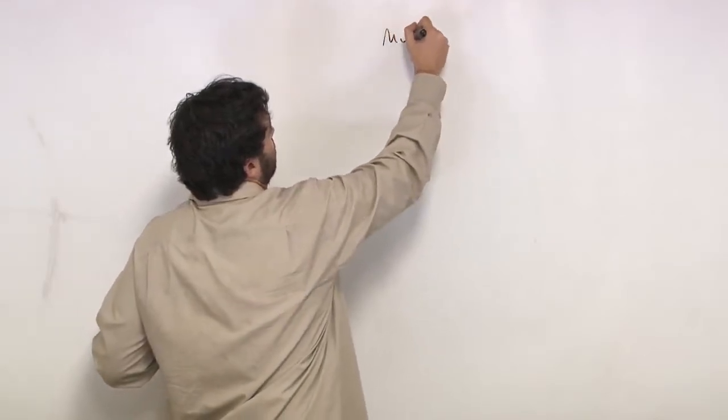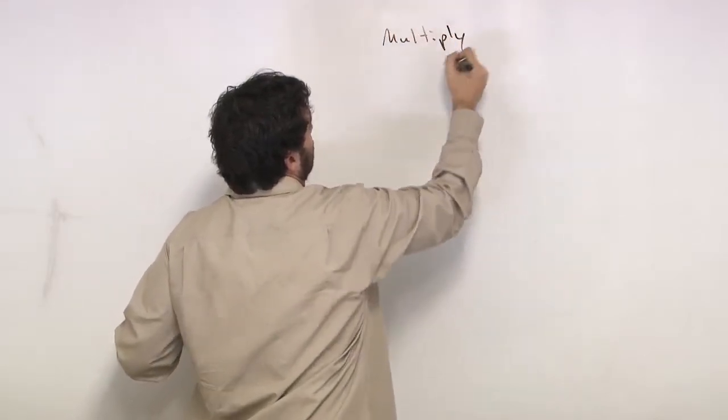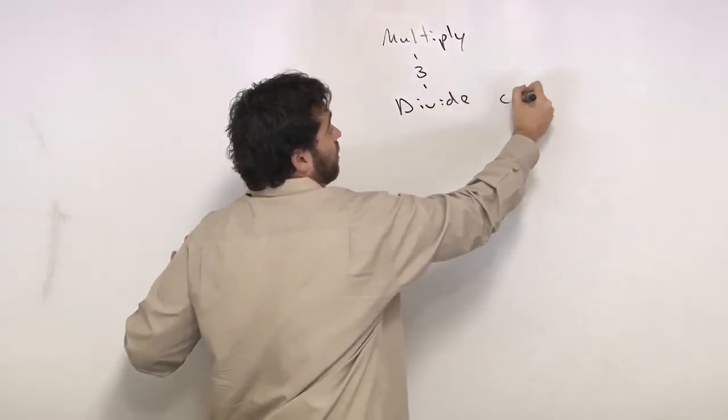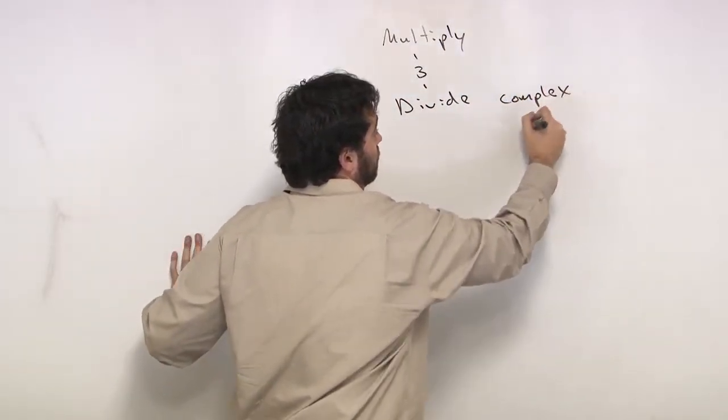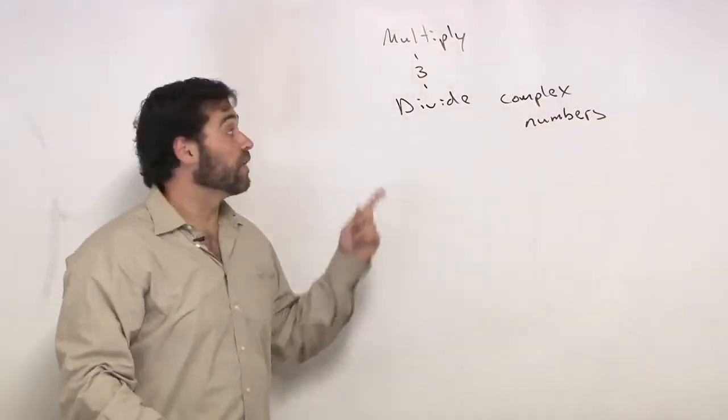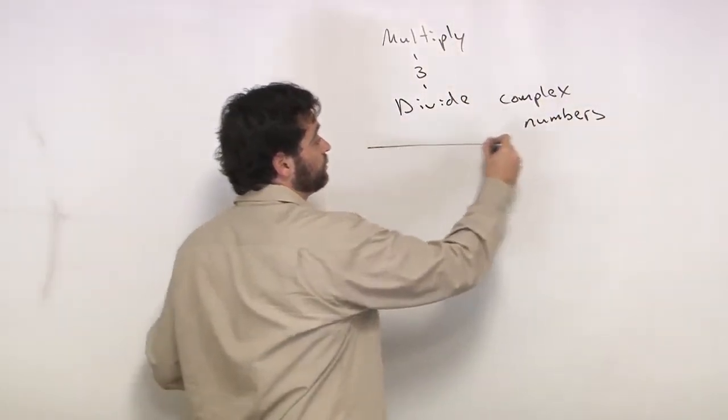So we're going to multiply and divide complex numbers. Okay, so we want to multiply and divide the complex numbers.